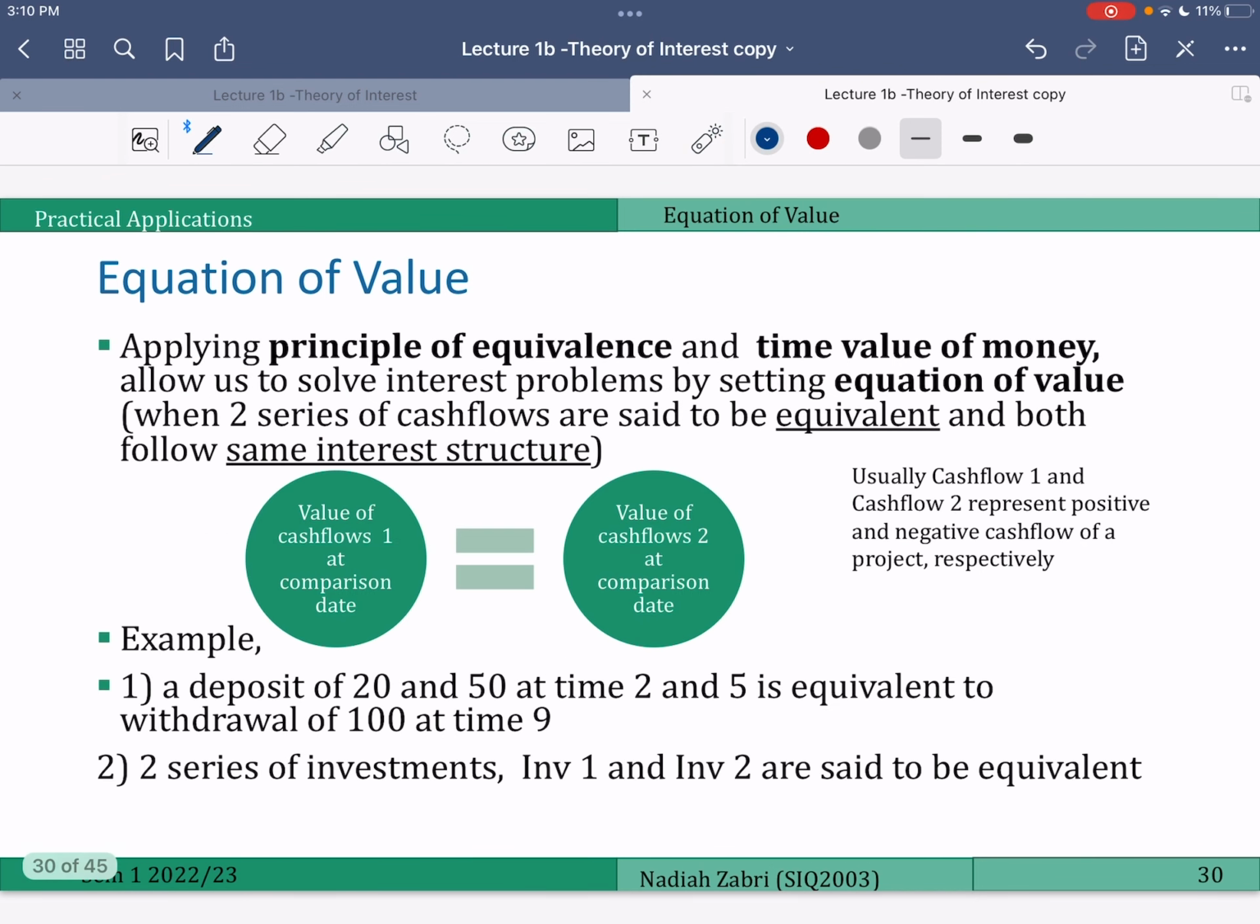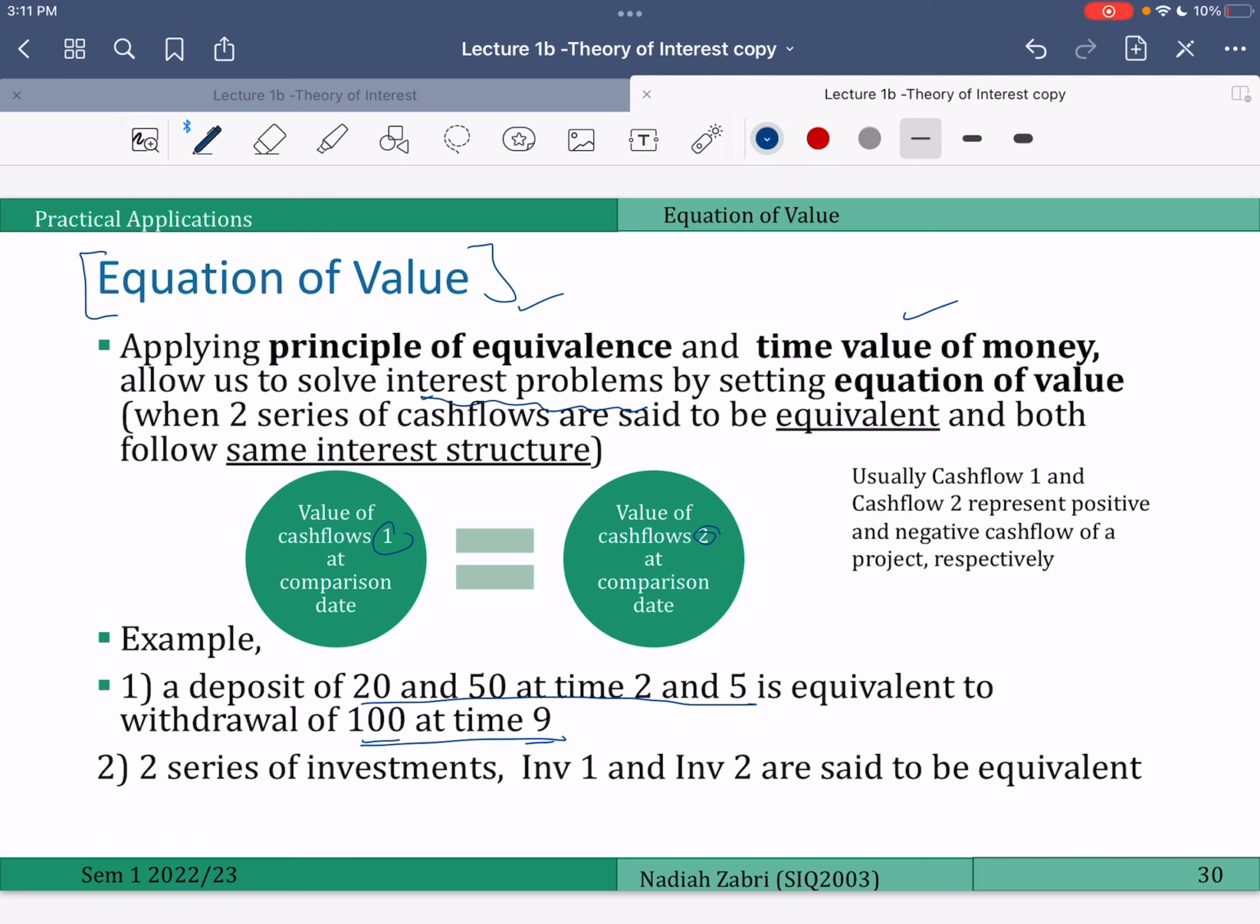So equation of value, what does it mean? When we want to solve for some interest problems, we will bear in mind the principle of equivalence and time value of money. And usually our interest problems will involve some equation of value. What is equation of value? It is where we equate two different cash flows. So we have cash flow 1 and cash flow 2, and we say they are equivalent. For example, a deposit of 20 and 50 at time 2 and 5 is equivalent to a withdrawal of 100 at time 9. So this is the first cash flow and this is the second cash flow.